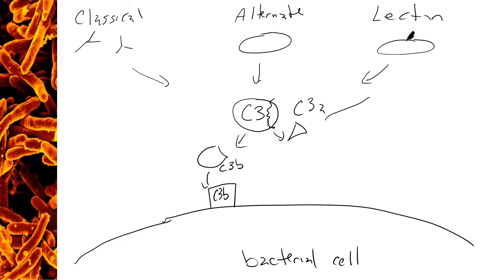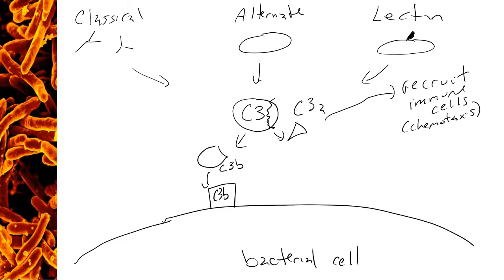C3a diffuses away into the body, and it's going to recruit other immune cells. So those immune cells are going to do something called chemotaxis. And they are following a chemical gradient, so the C3a back to where it came from, so that we can find where the infection is. What that means is that C3a is what we call a chemotactic agent. Okay? It induces chemotaxis of cells.